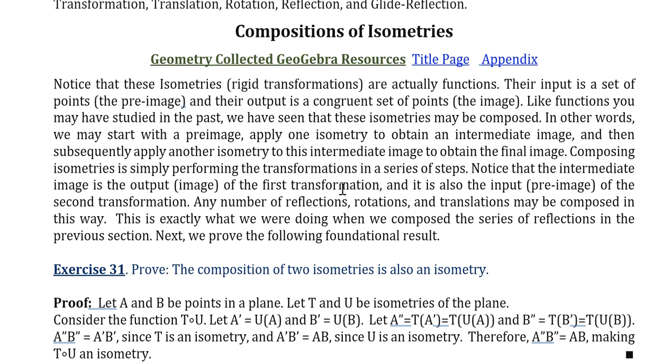So next, what we're going to prove is a very foundational result here. The composition of two isometries is also an isometry. Okay? Let A and B be points in a plane. Let T and U be isometries of the plane. Consider the function T compose U. So here we're applying U first, then T, as we normally do with composition. So A prime is U of A, and B prime is U of B. A double prime is T of A prime, which is T of U of A. And B double prime is T of B prime, that's T of U of B.